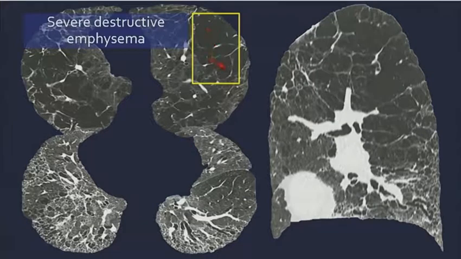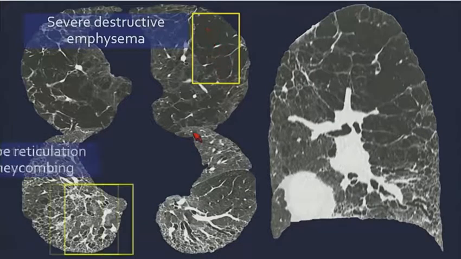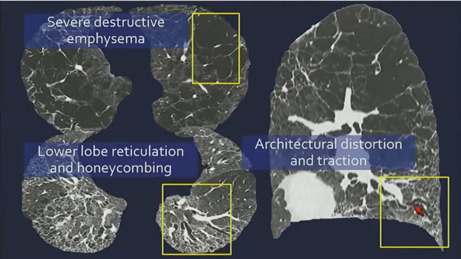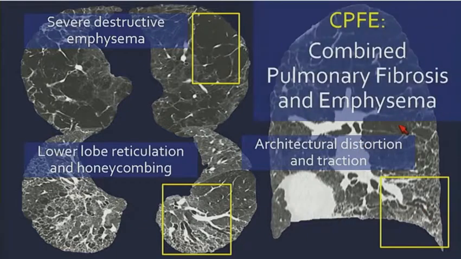We have severe destructive emphysema in the upper lobes. And then in the lower lobes, we have reticulation and honeycombing. You can see all of the traction bronchiectasis down here, the reticulation, architectural distortion. So this is a case of so-called CPFE, of combined pulmonary fibrosis and emphysema.